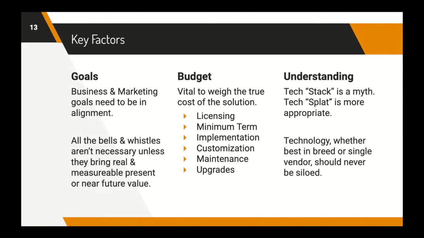Budget. Obviously, budget is a key factor. You need to weigh what the true cost of the solution is when it comes to licensing, minimum terms, implementation, customization, maintenance, upgrades, all things to consider as you're budgeting out and when you're looking at future projected growth. So as you look to scale, you have to keep in mind, here's when we're actually going to renew. So what are the new things that we're going to be looking to put in place based off of what our revenue goals are over this next course of the year? So don't just think in terms of this is my budget now, but what is my future budget going to be, and what is that expected budget going to look like?